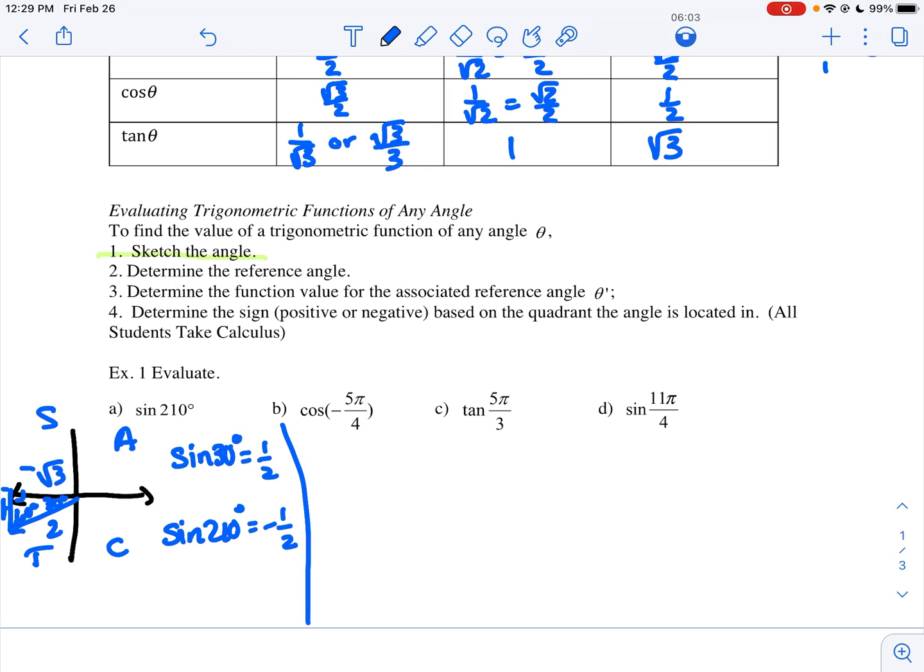All right, negative 5 pi over 4. Okay, let's make a sketch.